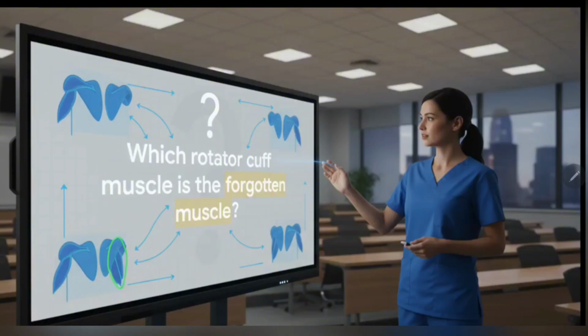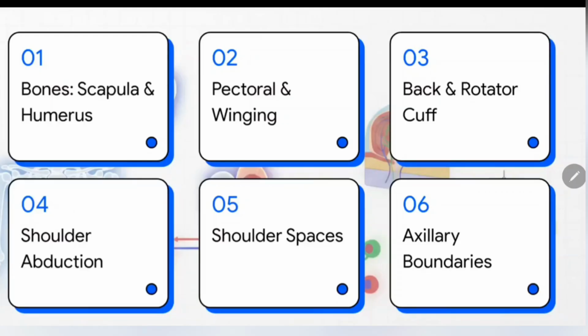Let's dive in. So here is our roadmap for today. 1. Bones, scapula and humerus. 2. Pectoral region and winging. 3. Back and the rotator cuff. 4. Shoulder abduction. 5. Shoulder spaces. And finally 6. Axillary boundaries.